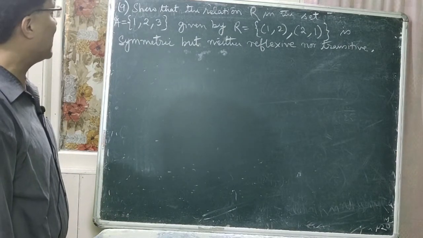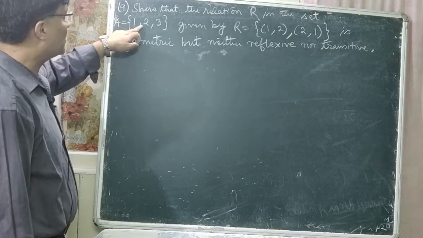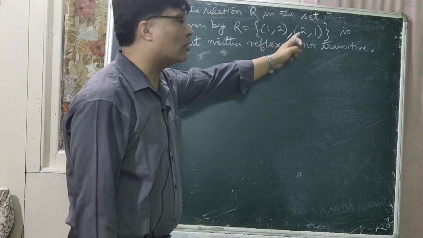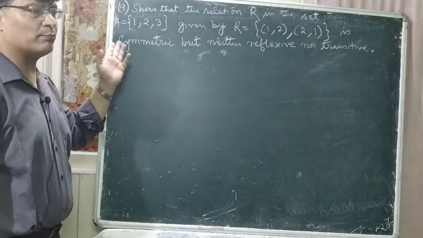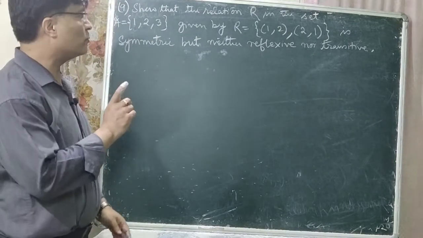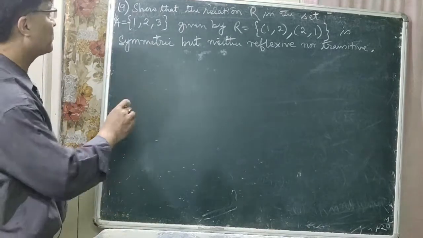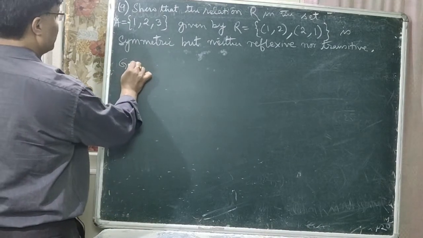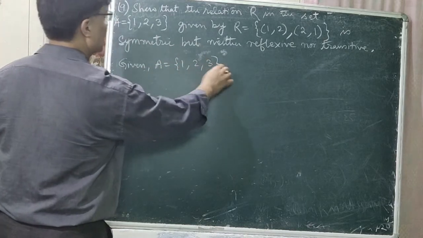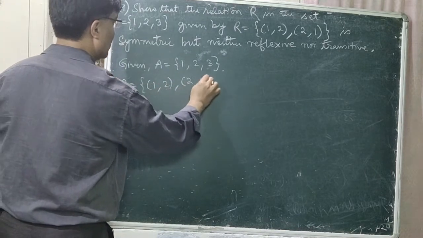Show that the relation R in the set A equal to {1, 2, 3} given by R equal to {(1, 2), (2, 1)} is symmetric but neither reflexive nor transitive. So you have to prove that this relation R is symmetric but neither reflexive nor transitive. Okay. So here, given set A is equal to {1, 2, 3} and the given relation R is equal to {(1, 2), (2, 1)}.